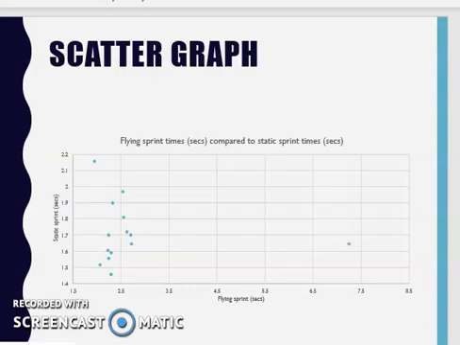However, it's important to remember that correlation does not imply causation. If data plotted on the scatter graph shows correlation, we cannot assume that the increase of one set of data causes an increase or decrease in another set.